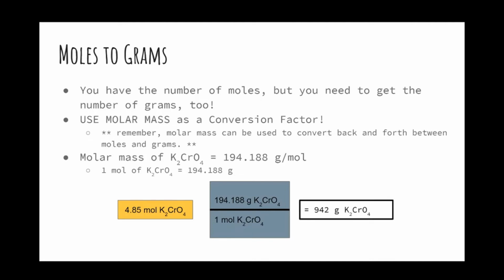Now, if you're wondering about that value, because if you plug this into your calculator, you might have gotten a slightly longer number. What I did is my 4.85 moles has 3 digits in it, and I'm going to keep 3 digits in my answer. So that's why I have 942 grams of potassium chromate. So if this scientist wanted to make the solution in the previous page, he would need to weigh out 942 grams of potassium chromate and dissolve it in the amount of water that we had.